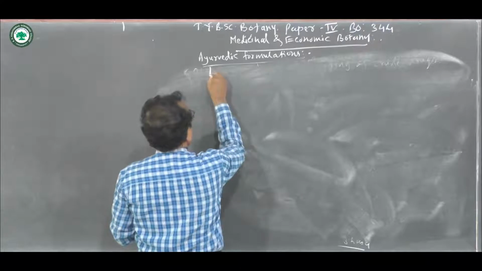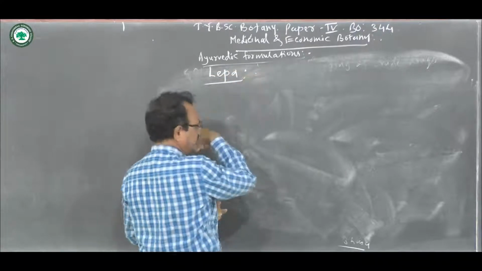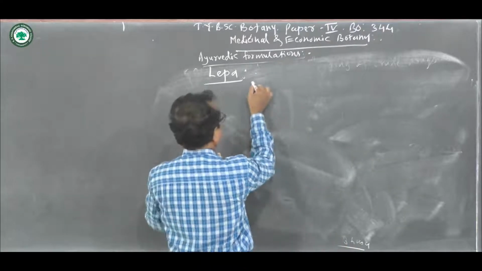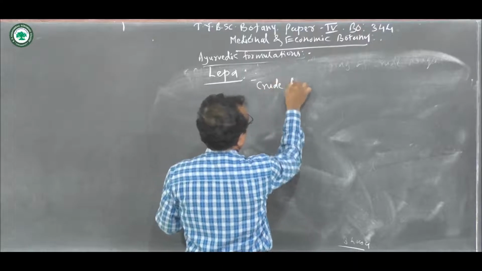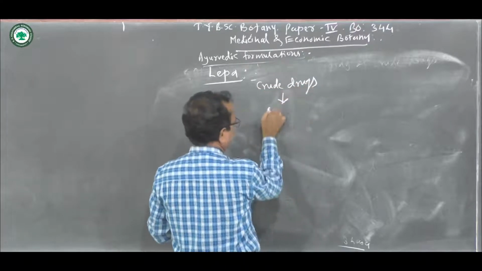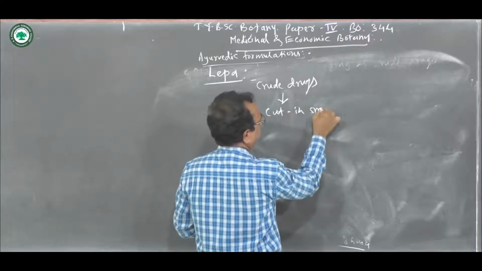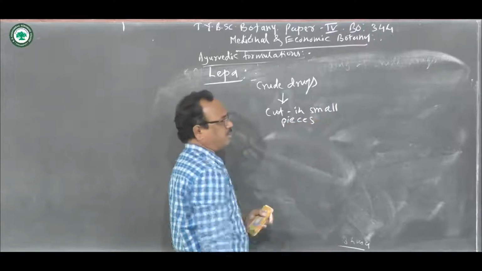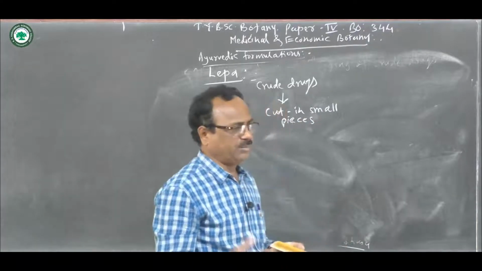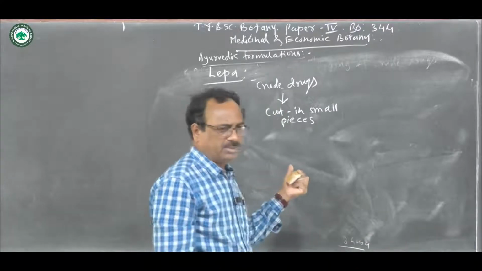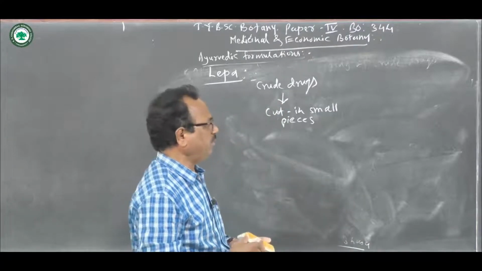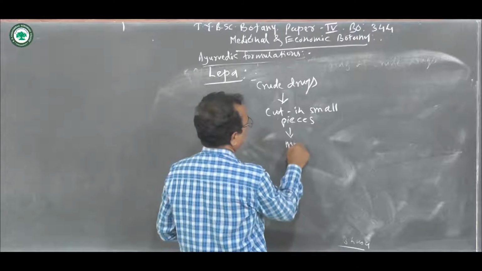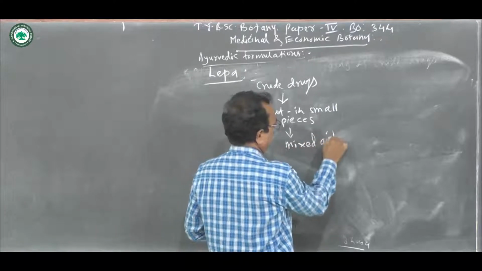So there are different types of laps present in the market. In the preparation of the lap, firstly the crude drugs are taken. The crude drugs are cut into small pieces. Generally these laps are obtained from plant material. For that purpose, the crude drugs are taken, cut into small pieces, and then mixed with water.